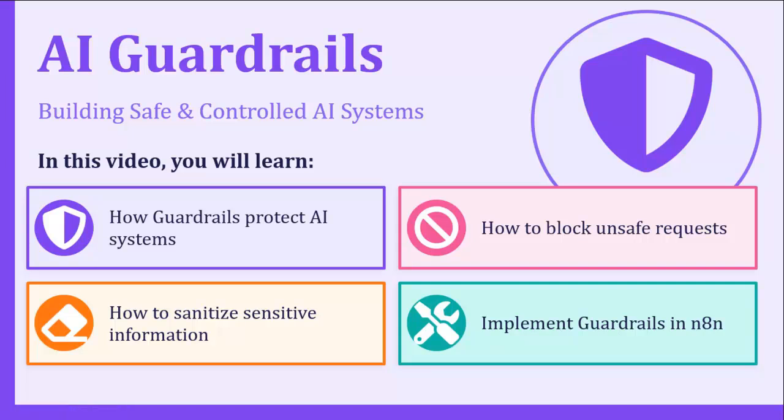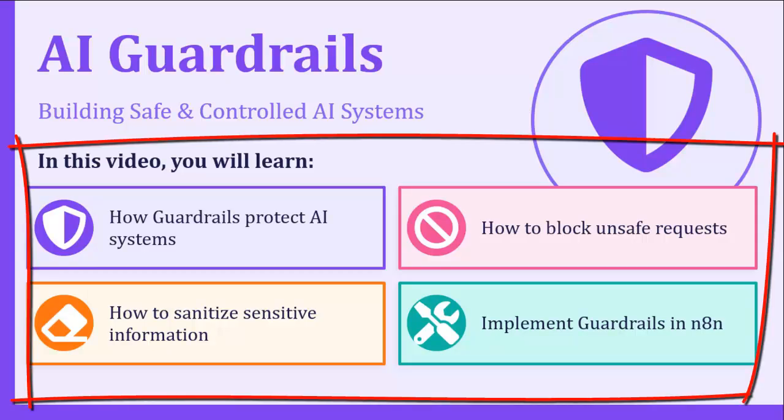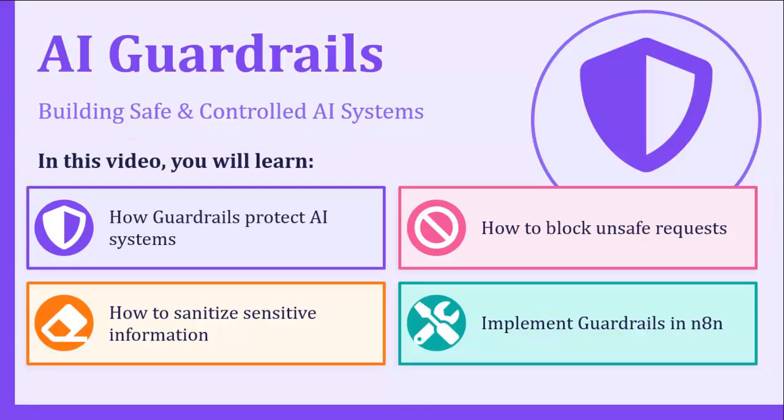In this video, we are going to discuss guardrails in AI workflows. So here we will learn how guardrails protect AI systems, how to block unsafe requests, how to sanitize sensitive information, and how to implement guardrails using n8n with our AI flight booking workflow. By the end of this video, you will clearly understand how real AI systems add safety and control before allowing AI agents to take action.